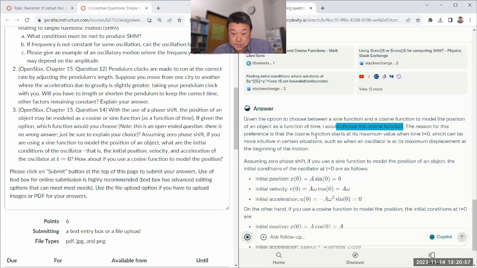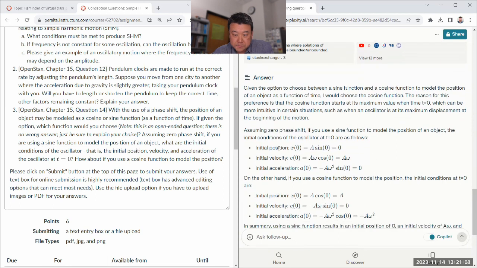And maximum, yeah, which can be great. Yeah, that's really the reason I would give. Maximum displacement, assuming zero shift. And then if you are using sine function, okay. Net initial velocity. It got it wrong. There's a minus. Wait, is there? No, that's correct. So velocity comes from the derivative of position. Take the derivative of sine, it is plus cosine of the angle.